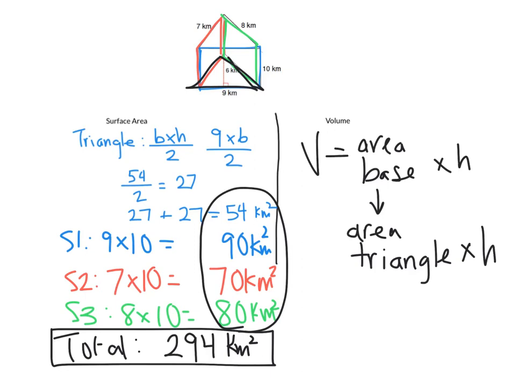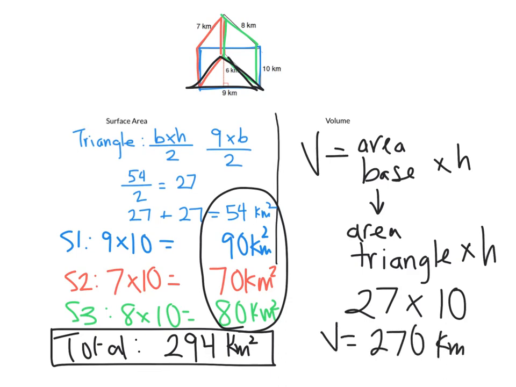And we already found the area of a triangle. So if I look back at my surface area work, I see that one of the triangles is 27. So I want to make sure I don't use the combined triangles. I use only the area of one of them. And I multiply that by the height of the figure, which is 10. So that means my volume would be 270 kilometers cubed.